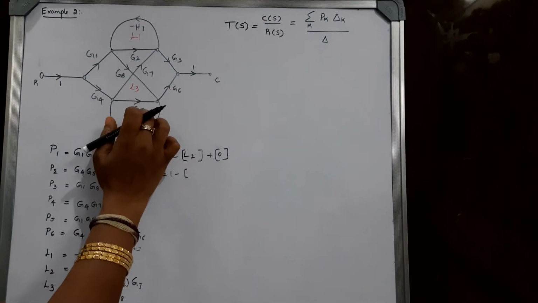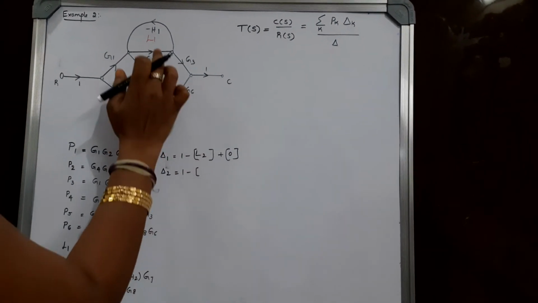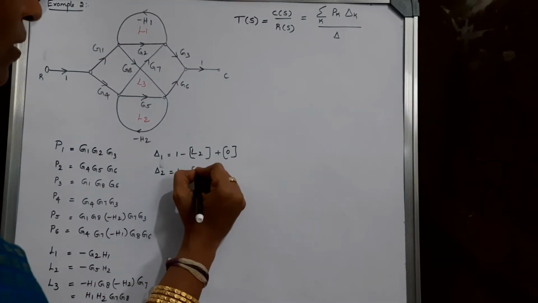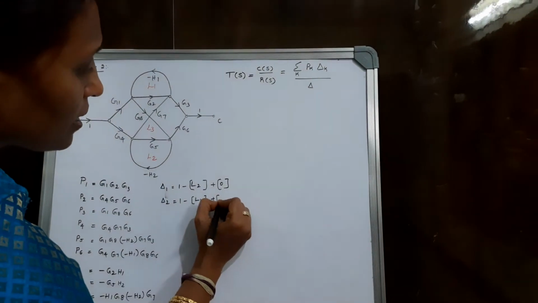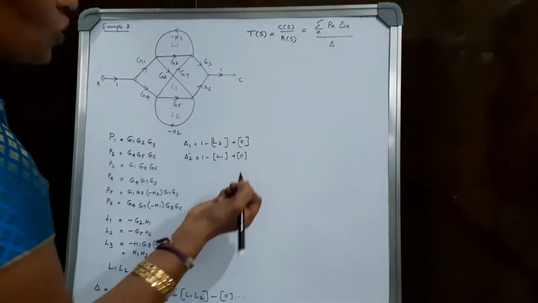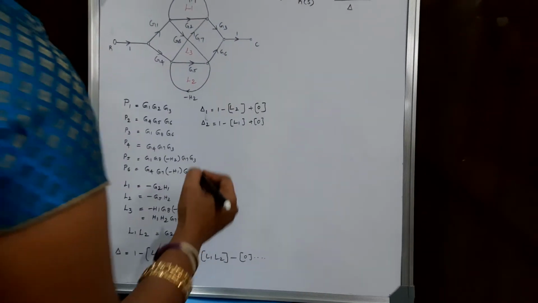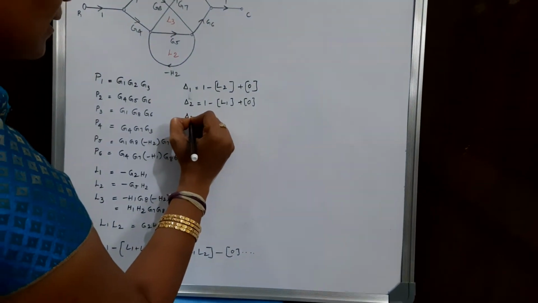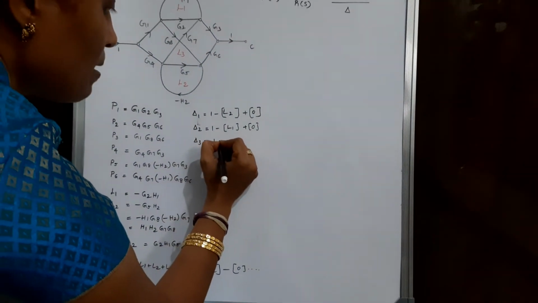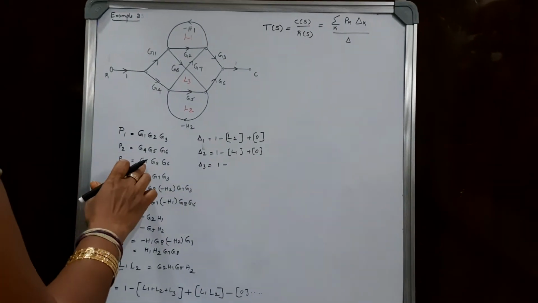To this particular path, the loop which is not touching that particular path is L1. So hence I consider this non-touching loops combination which is not touching the kth forward path will be 0, and hence it is 0.